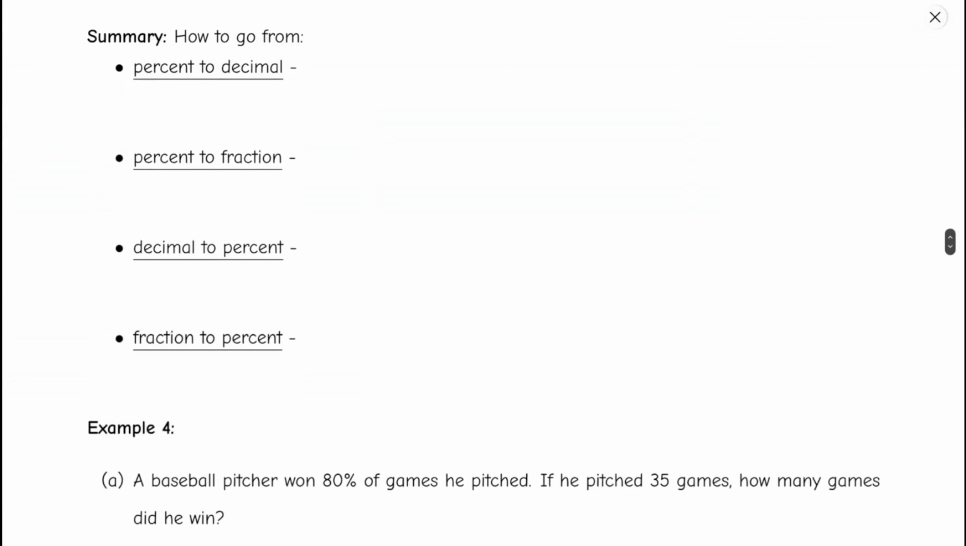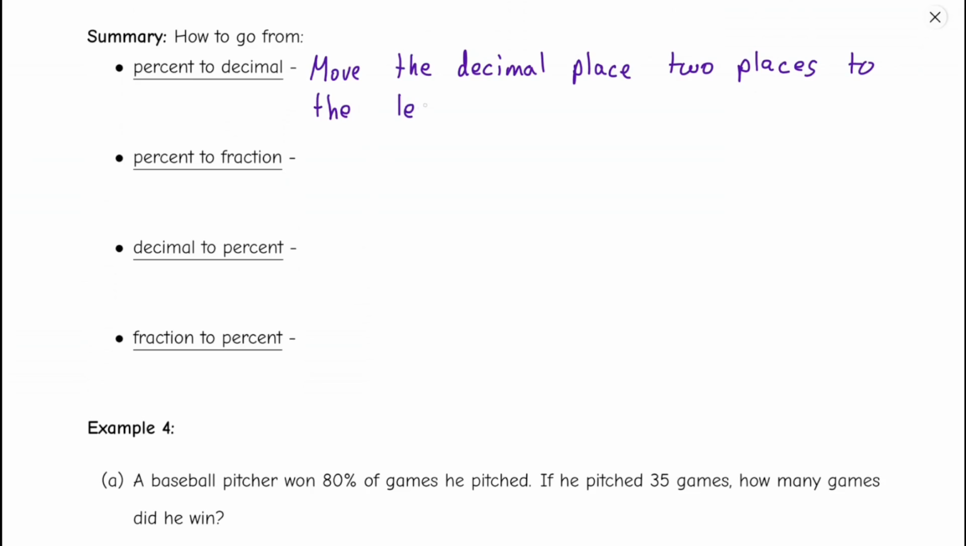Summary: how to go from percent to decimal. You move the decimal place 2 places to the left.